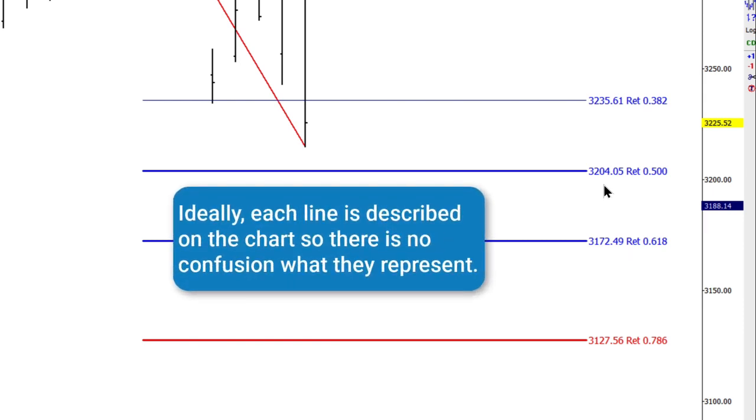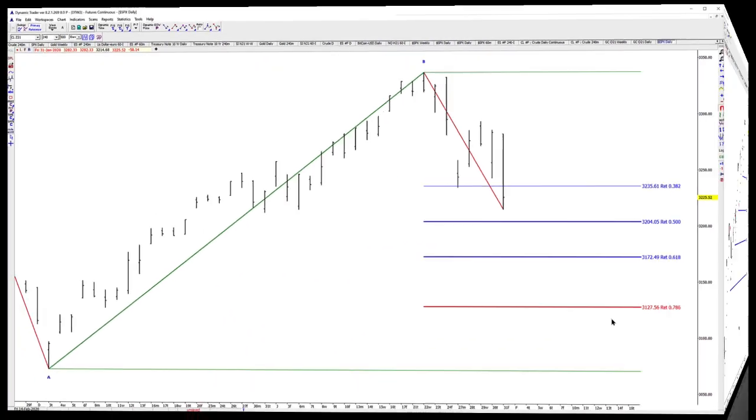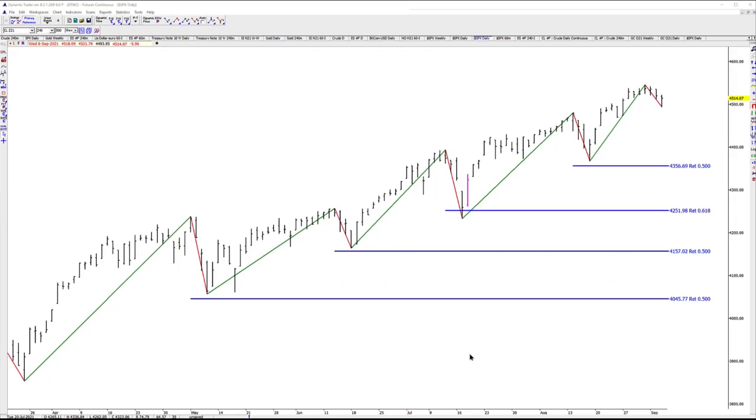So we have all 4 of those retracement levels. Pretty simple. Almost all software does it pretty much the same way. This is also the SPX daily data over a few months period of time. So I just wanted to show you on this.